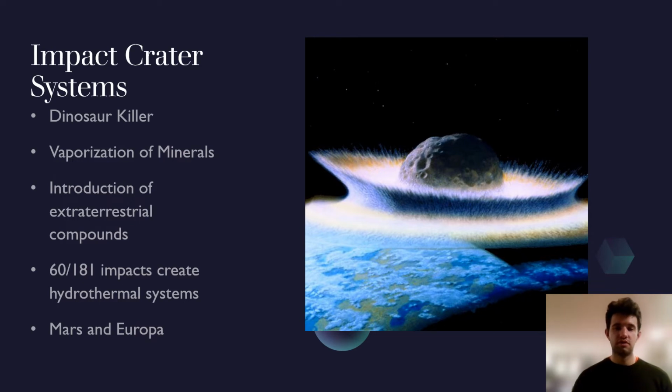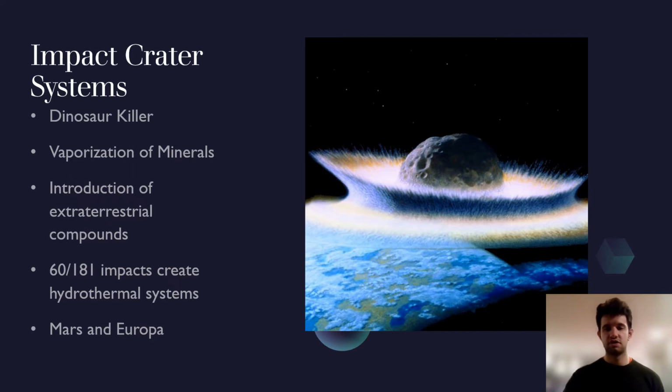And to end off with the different types, there are impact crater systems. So impact crater systems are created when large asteroids at fast speeds create cavities called craters on Earth and other solid bodies in our solar system. When an asteroid impacts Earth, for example, the minerals around the impact site are vaporized and dispersed, and also any extraterrestrial compounds found on or in the asteroid are introduced into the surroundings.